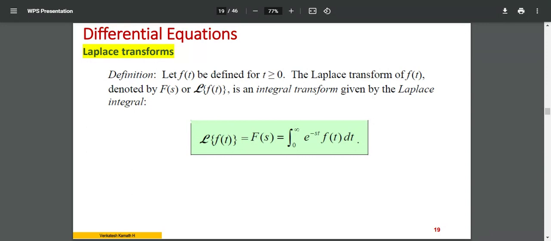So otherwise it is not defined; it is the other way around. So you do not calculate the limit for less than 0. So at 0, the Laplace transform starts.